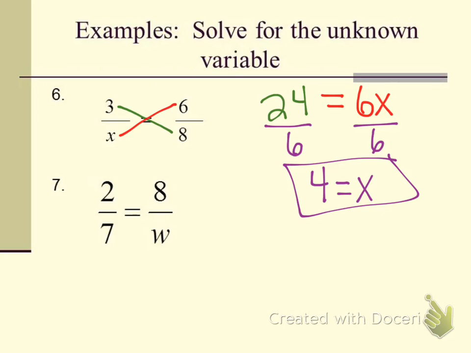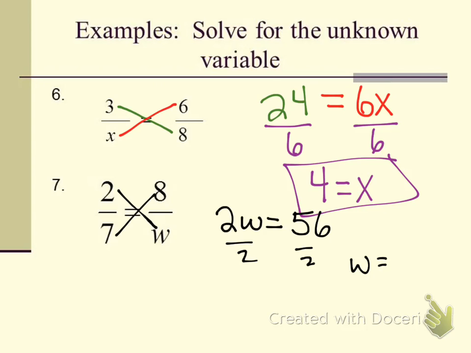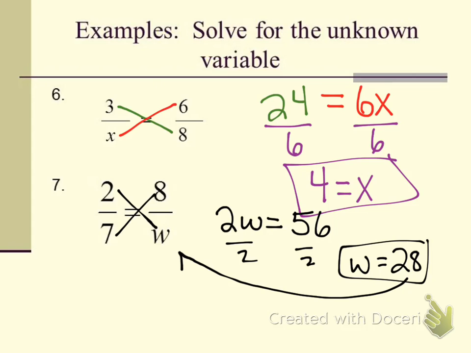Alright, same process on number 7. So where do I start and where do I go? Yeah, start with the 2, go down to the W. That's 2W. Then you have your equal sign. Then what? Yeah, 7 times 8, which is 56. Then you divide by the 2. And what does W equal? 28. Good.